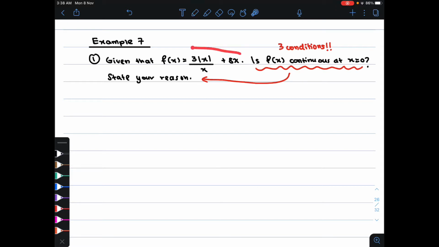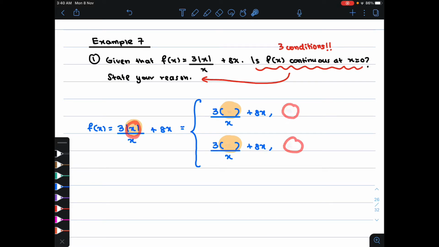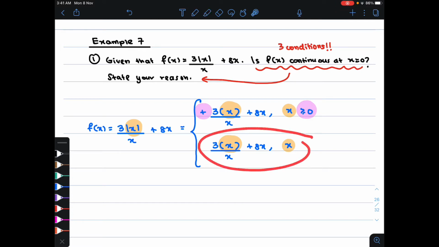So if you look at our f(x), you can see that we have modulus. Modulus means that it's going to give you 2 answers, and hence this is going to be a piecewise function. So write this function here and here, but change this to become bracket. But don't forget to write whatever inside the modulus here and here as well. For the first row, put positive sign here and more or equal to 0 here. For the second row, put negative here and less than 0 here.